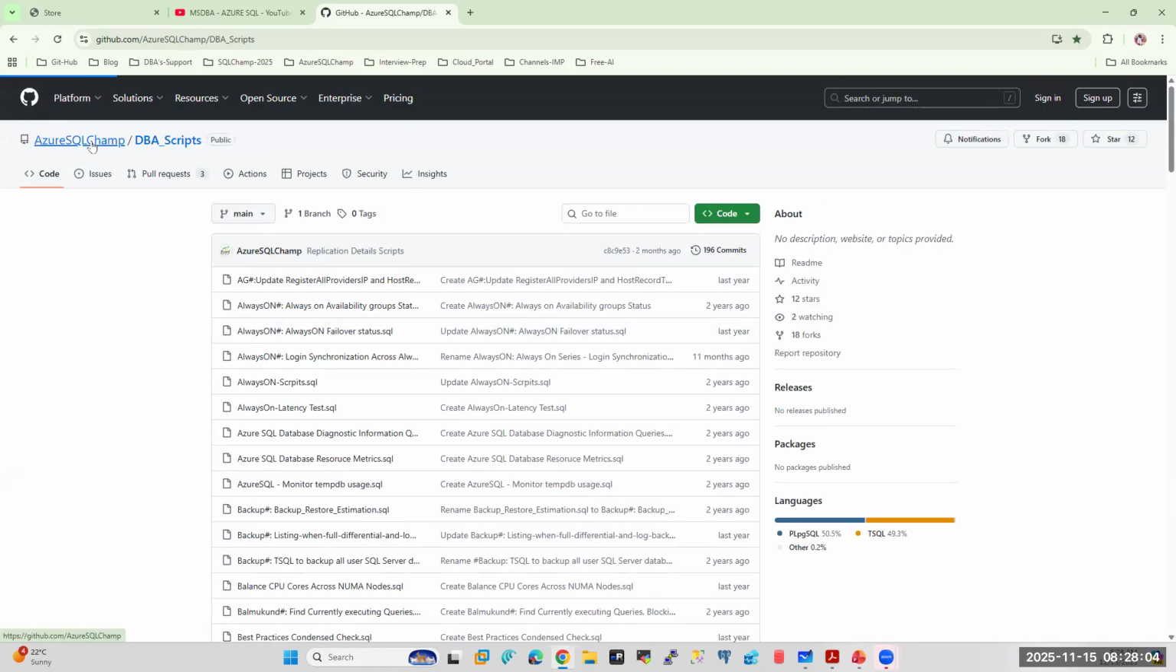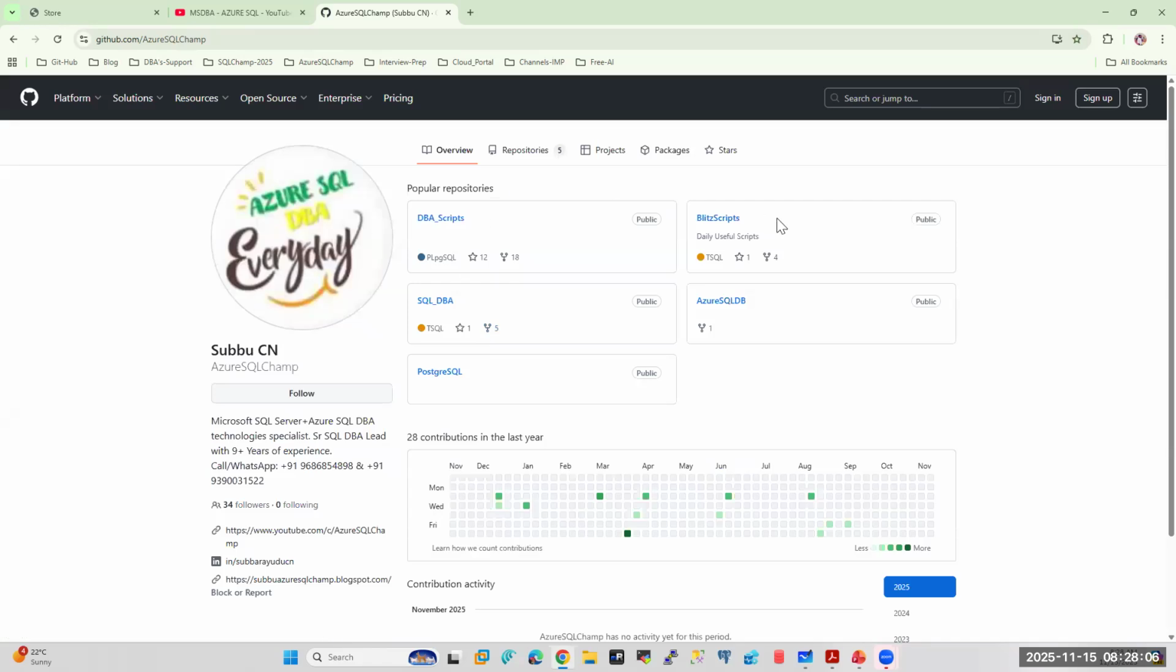As of now, this is completely for SQL. We enhanced it a lot. We created the repository for Postgres, and we will create repositories for Mongo and Oracle as well.